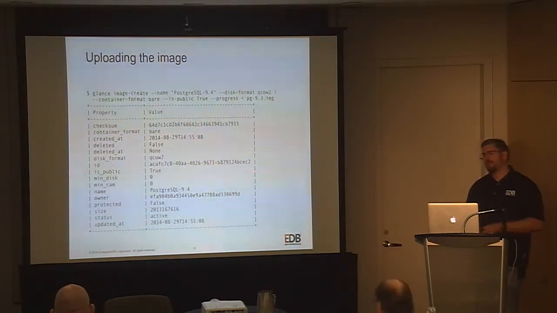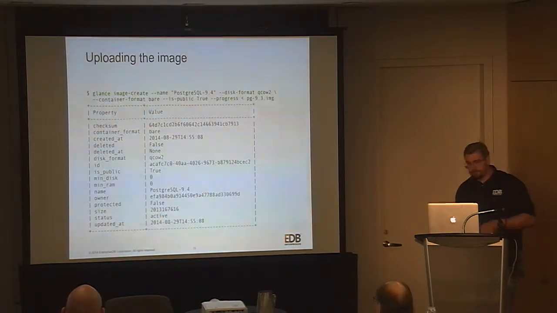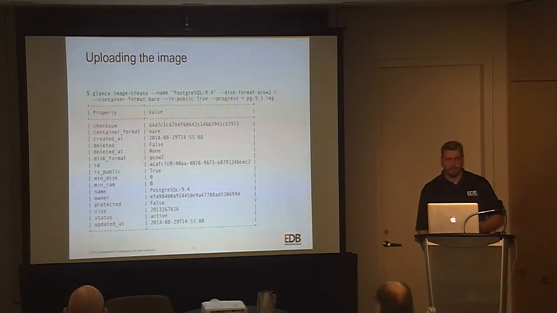And you'll get some output back out of Glance like that, which gives you things like the image ID, various other properties. And that's it. That's your standard image for Postgres 9.4 created. Any questions?